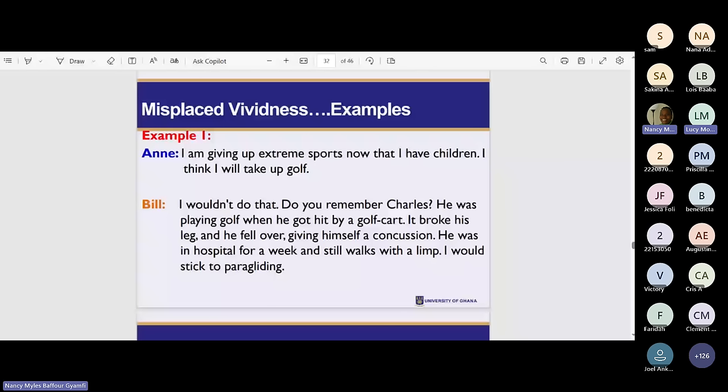It broke his leg and he fell over, giving himself a concussion. He was in hospital for a week and still walks with a limp. I will stick to paragliding.